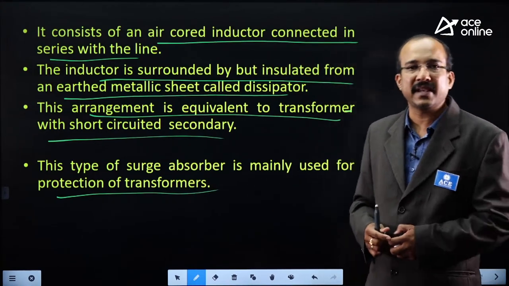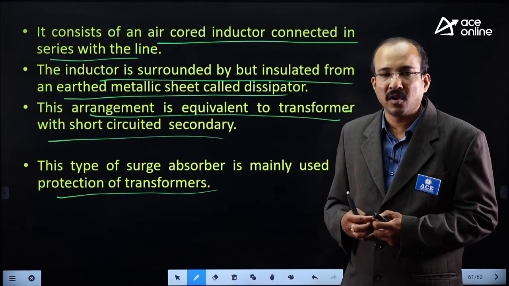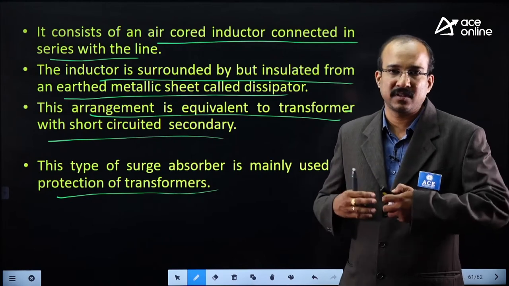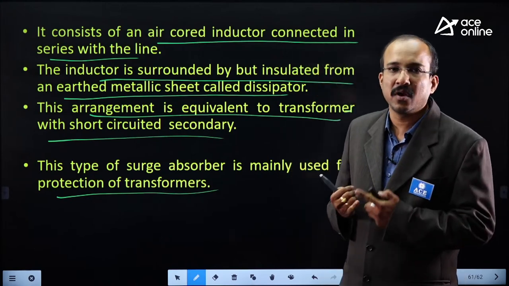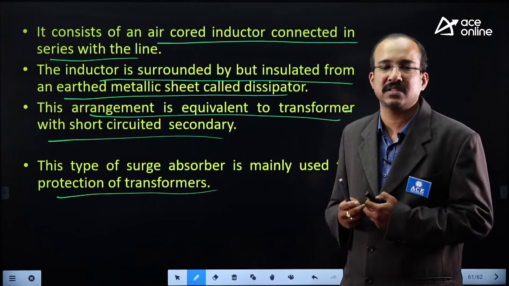So with this I conclude my session. I have given a brief overview of protection from overvoltages. We have discussed earthing screen, overhead ground wires and lightning arresters as well as surge absorbers.